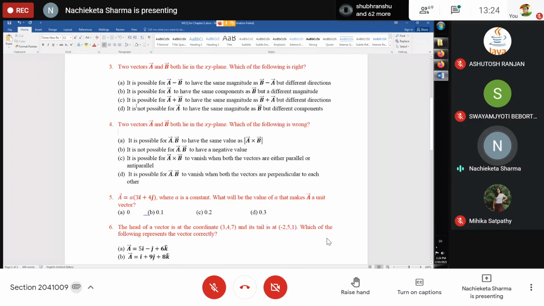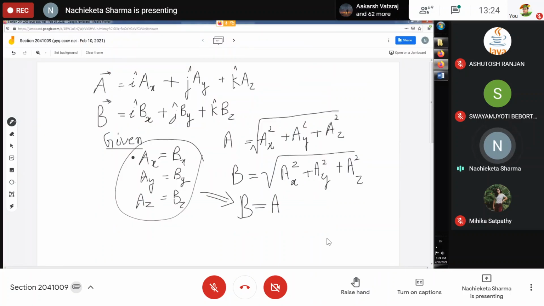So that is the question. Now, is it possible for A to have the same components as B but a different magnitude? No, it is not possible, because once the components are same, then the magnitude must be same. Is it clear to you? Yes, sir, got it. Good.